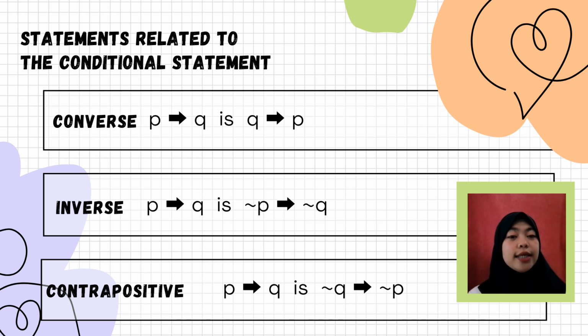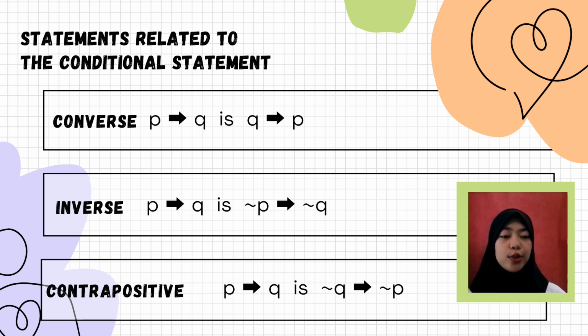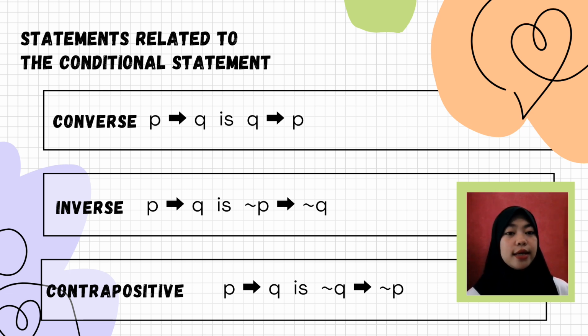So, let's proceed to statements related to conditional statements. These are the converse, inverse, and contrapositive. So, the converse of P then Q is formed by interchanging the antecedent P with the consequent Q. So, remember the word interchanging, meaning nagswap lang yung antecedent and yung consequent natin. So next, the inverse of P then Q is formed by negating the antecedent P and negating the consequent Q.